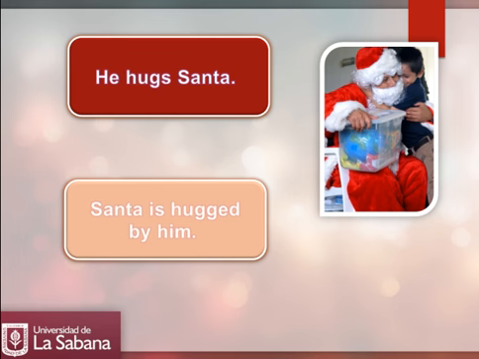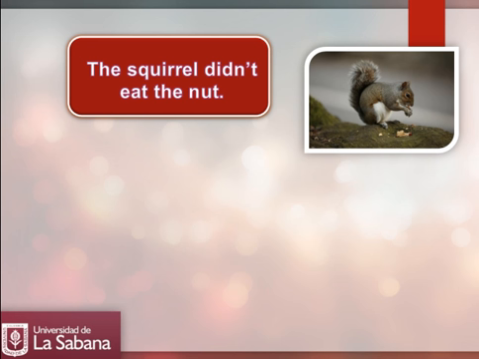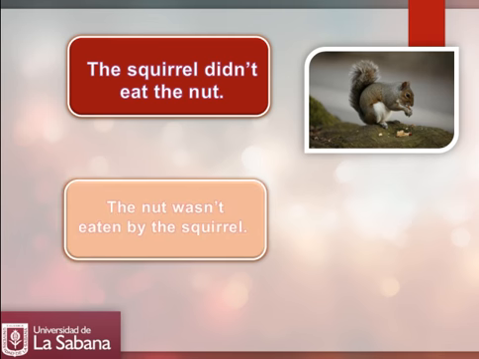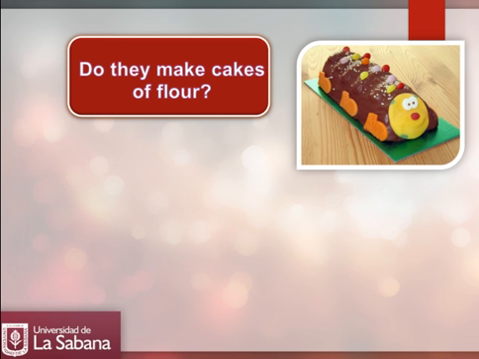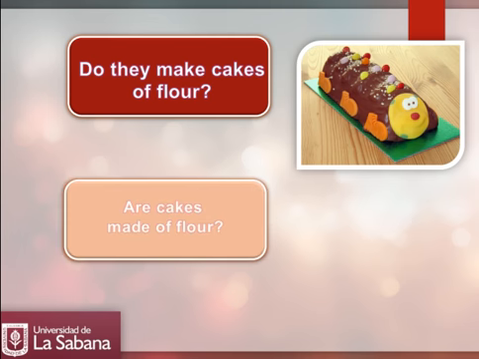Okay, here is something more difficult for you. The squirrel didn't eat the nut. Pay attention that here you have the negative form. Ready? And you should get the nut wasn't eaten by the squirrel. Did you get this one? Okay. How about the next one? Do they make cakes of flour? Remember that here we have a question, so remember the position of the auxiliary verb. And when you're ready, you should get are cakes made of flour. Hope you got this one.